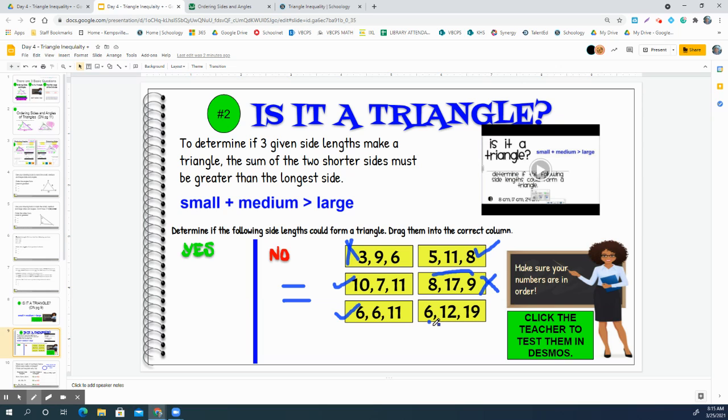So then 6 plus 12 is bigger than 19, or is not bigger than 19? Definitely not. Correct. Okay. So small plus medium is bigger than large. That's the question. Is it a triangle? Small plus medium is bigger than large. So let's see what that's going to look like when you go to your test tomorrow.